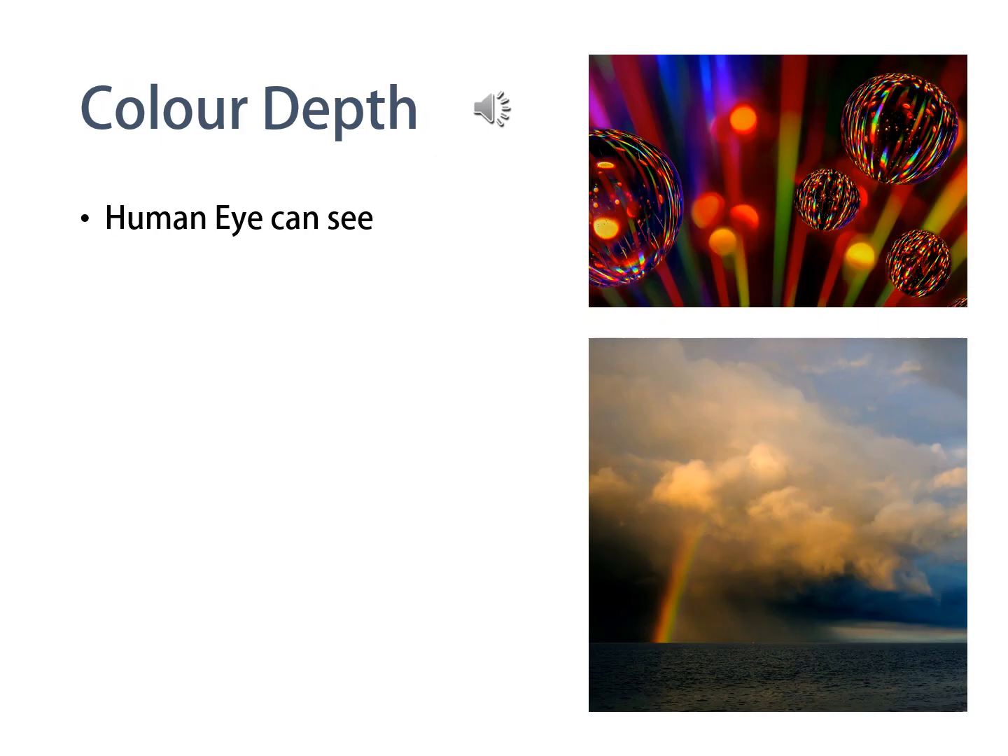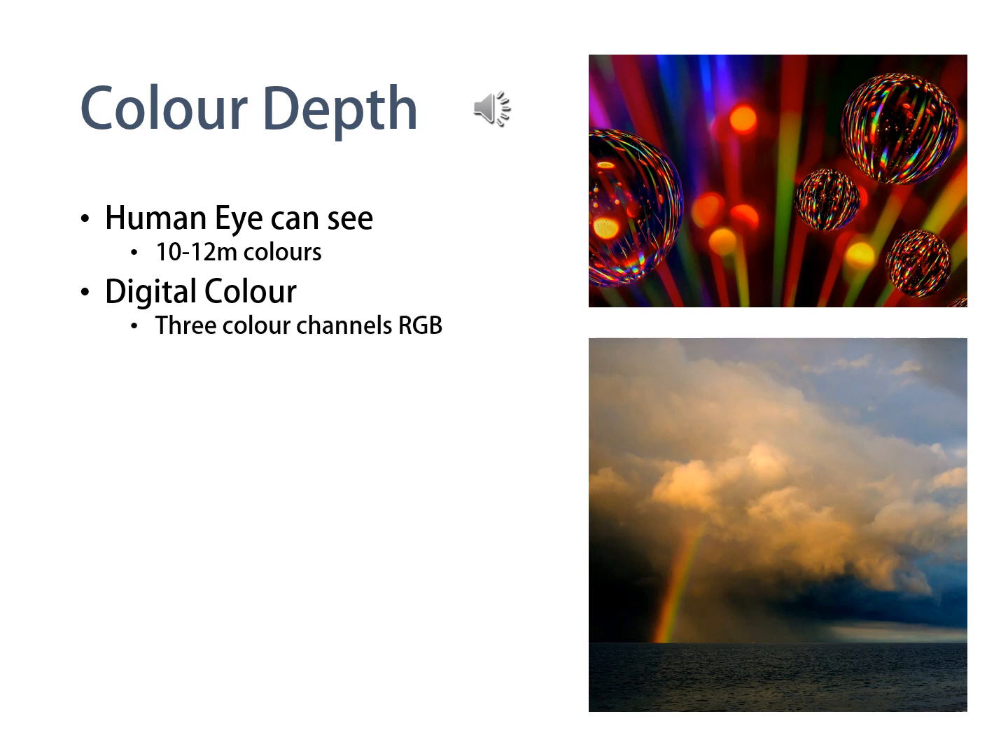The human eye can see 10 to 12 million colours. Cameras record 3 colours: red, green and blue. Shades of these colours are merged to get the colour that is saved as a pixel.